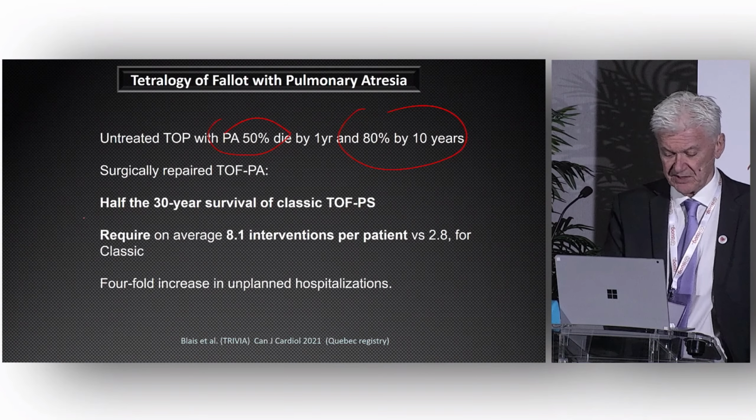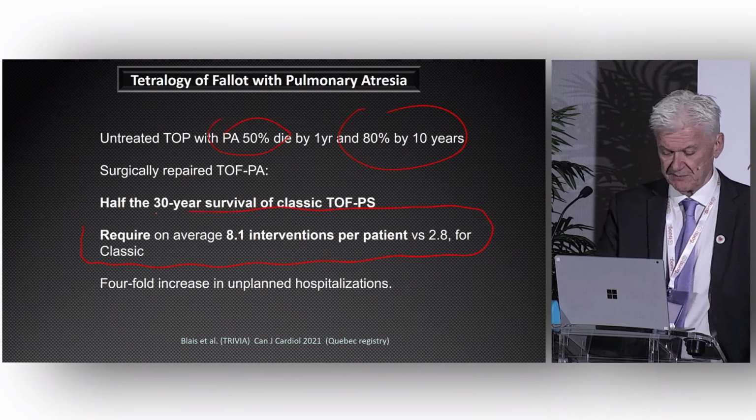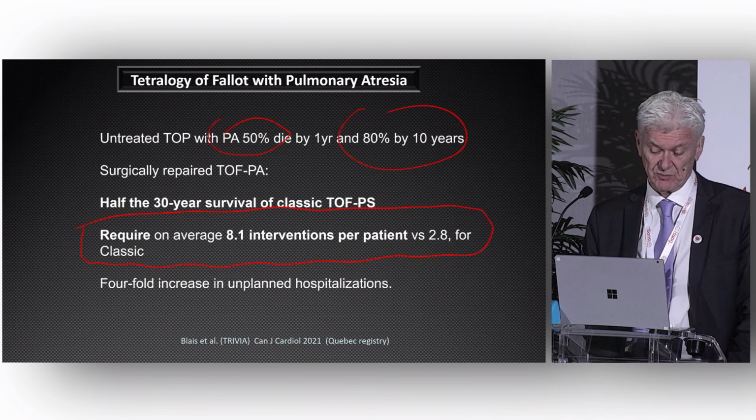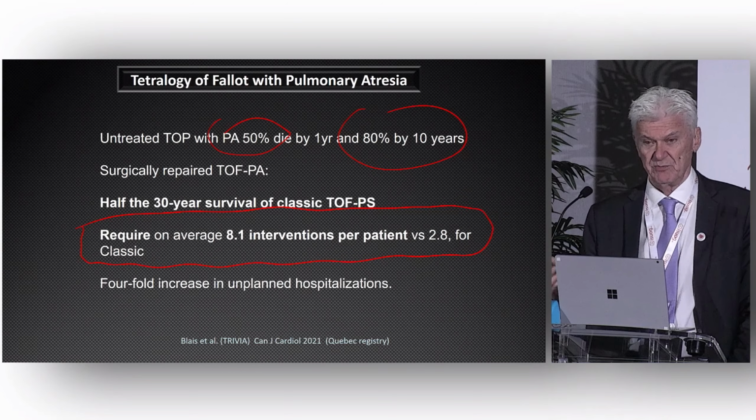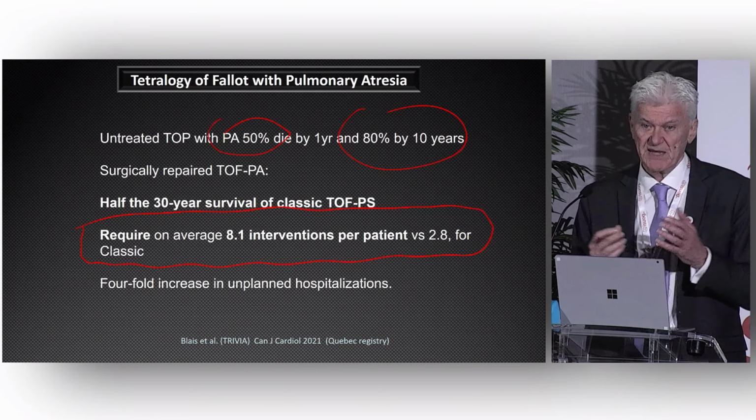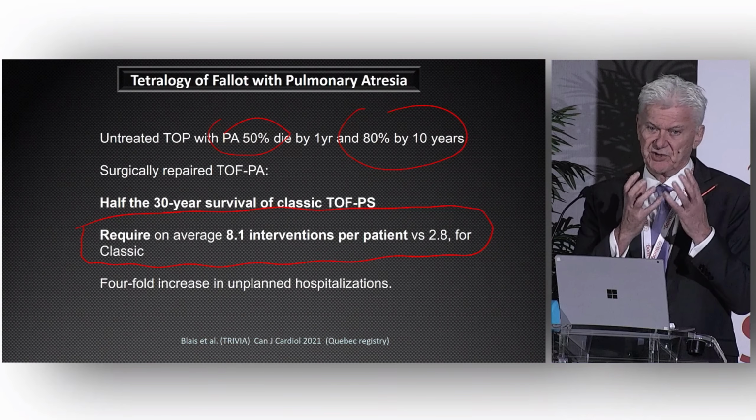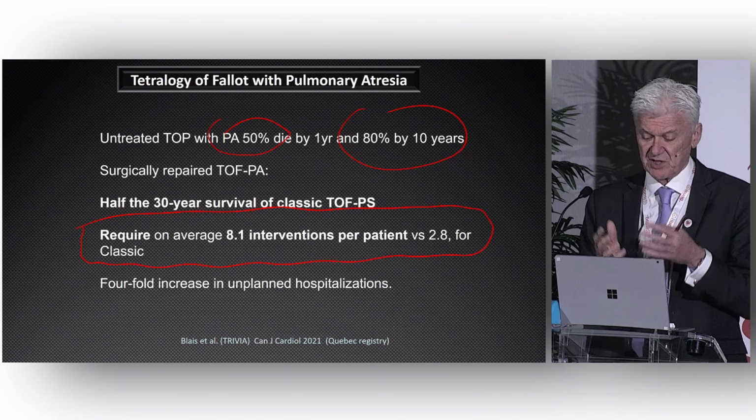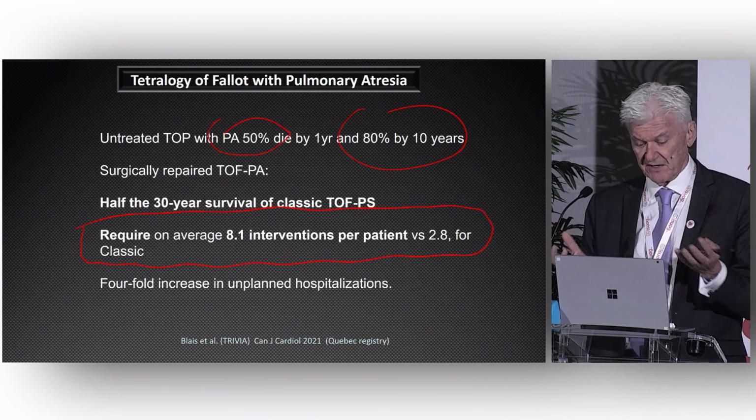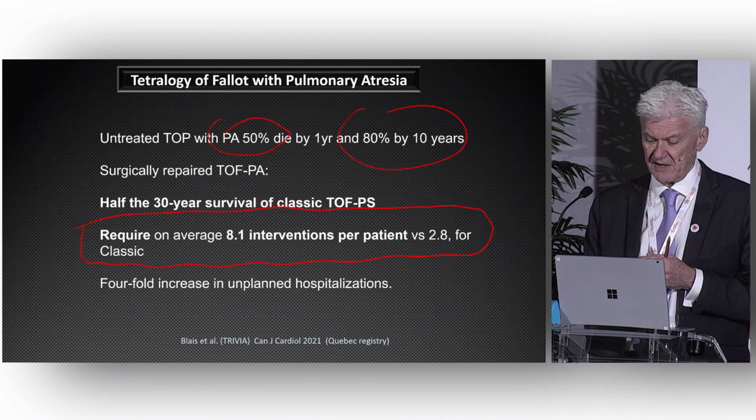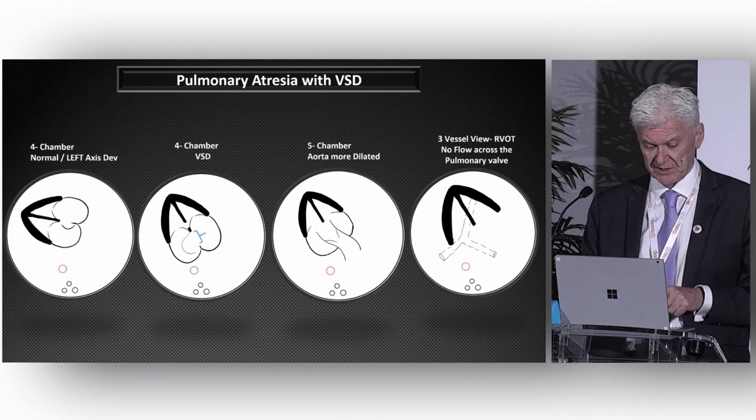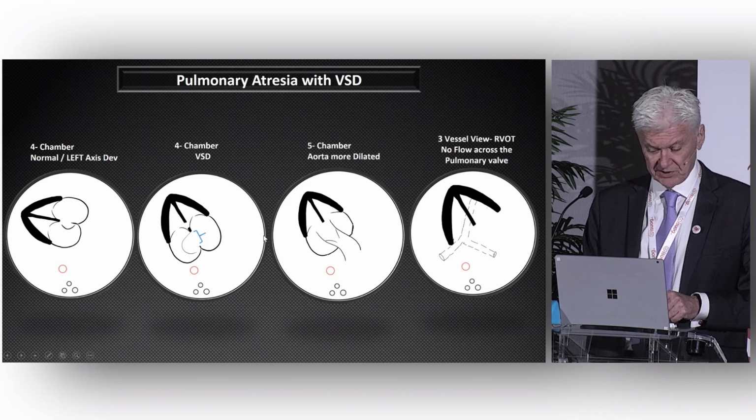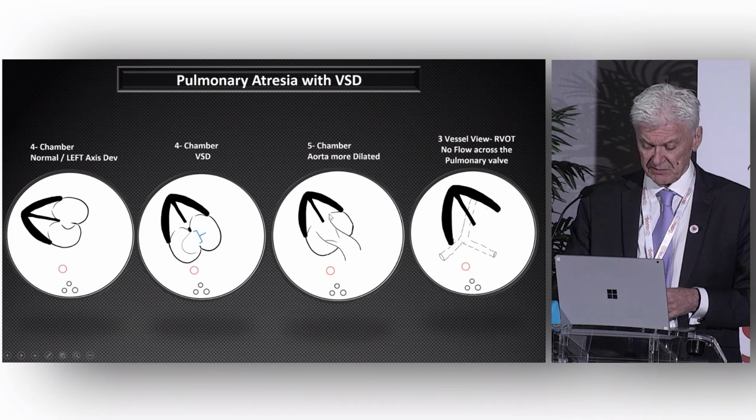But in counseling patients, if you look at the published data on outcome of these babies, they require on average 8.1 interventions per patient compared to 2.8 for classic. And the reason being is the need to create a shunt between the right ventricle, and assuming there are native pulmonary arteries, as the baby grows, the heart grows, and the shunt doesn't, and therefore they have a minimum of 4 to 5 shunt replacements. It's complicated. Graphics, left axis deviation, right aortic arch, atrial septal defect, and the aorta will be much bigger.